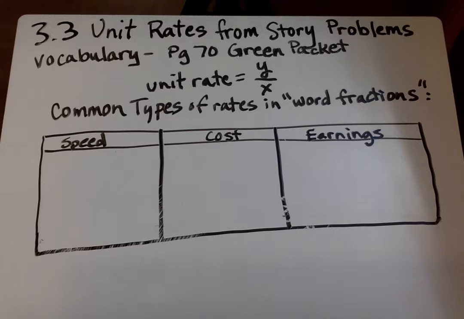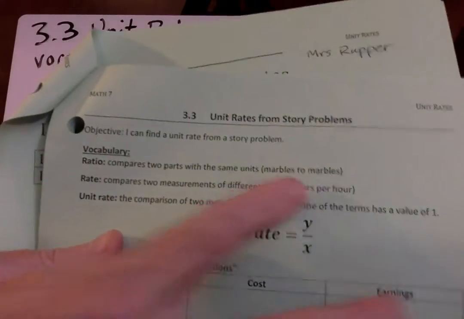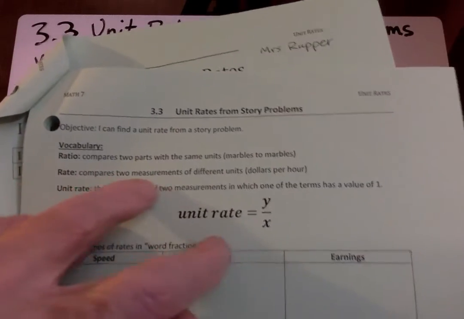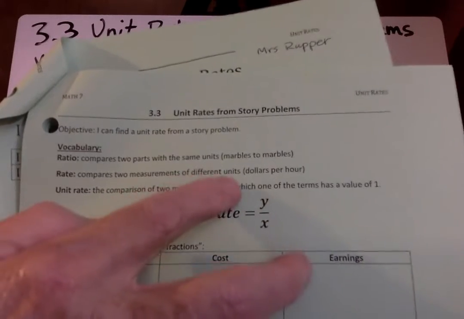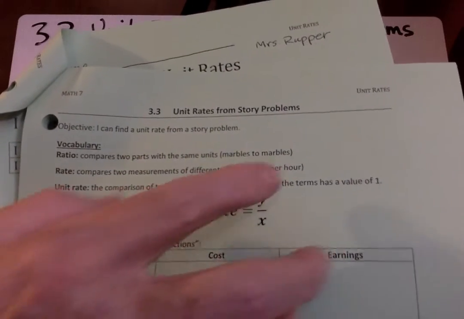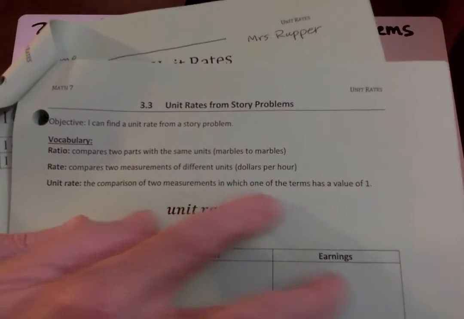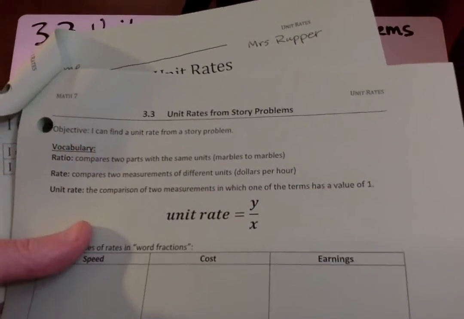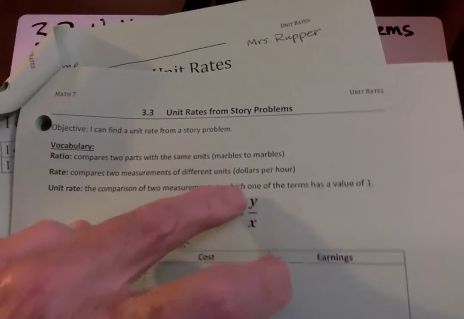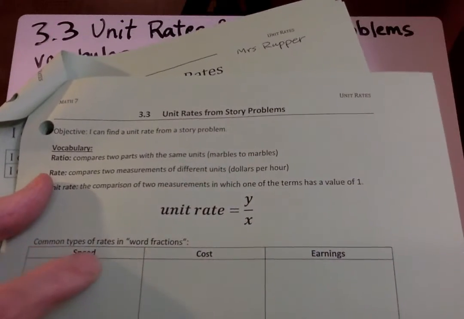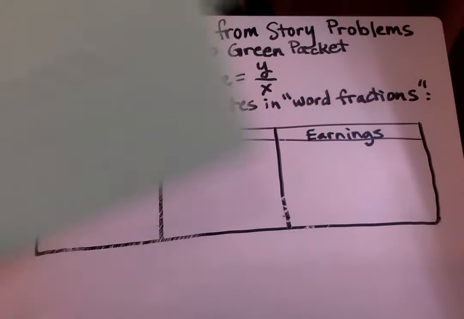We have vocabulary here. A ratio compares two parts with the same unit, marbles to marbles. A rate compares two measurements of different units, like dollars per hour. A unit rate is the comparison of two measurements in which one of the terms has a value of 1. Our unit rate is y over x. So we have common types of rates in word fractions, okay?